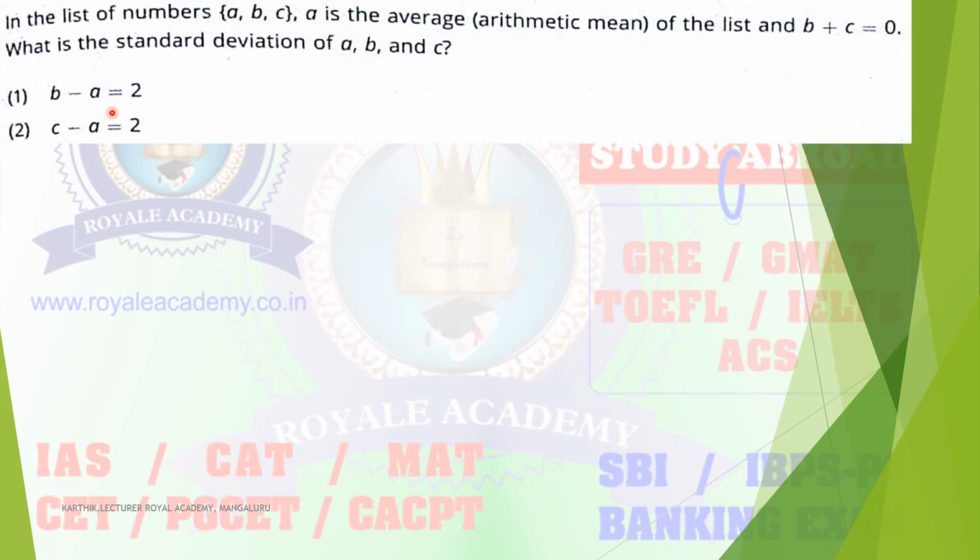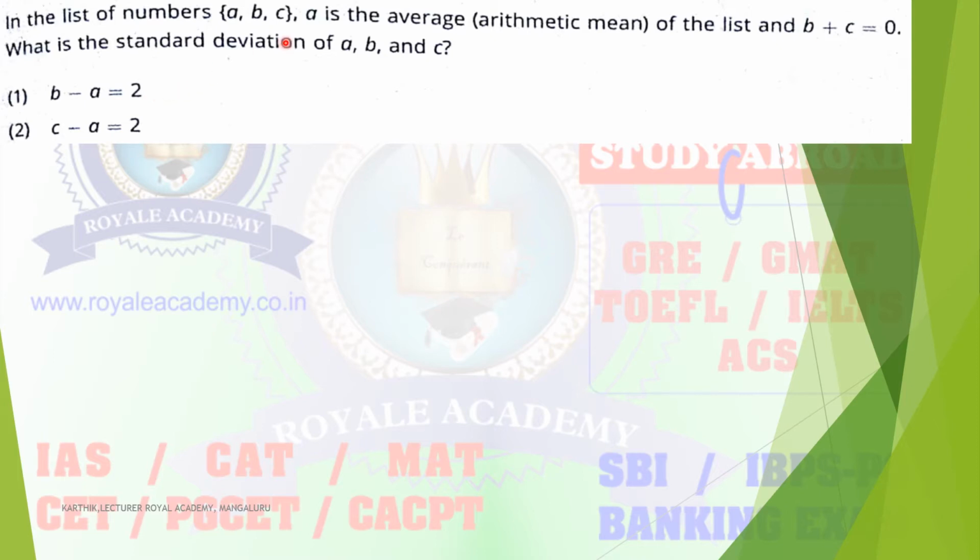Next question. In the list of numbers A, B, C, A is the average, the arithmetic mean of the list. Arithmetic mean is nothing but the average value of these numbers. And B plus C is equal to 0. What is the standard deviation of A, B and C? Here there is no need to find the standard deviation; using these two statements, we have to find which statement alone or both is required to answer the question.